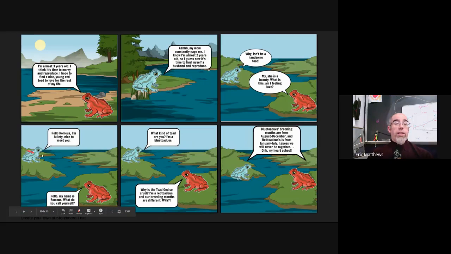We have other examples. This is long, but basically it is Romeo and Juliet, but alas, they are two different breeding schedules. And so despite the fact that they love each other, they can never truly be together.